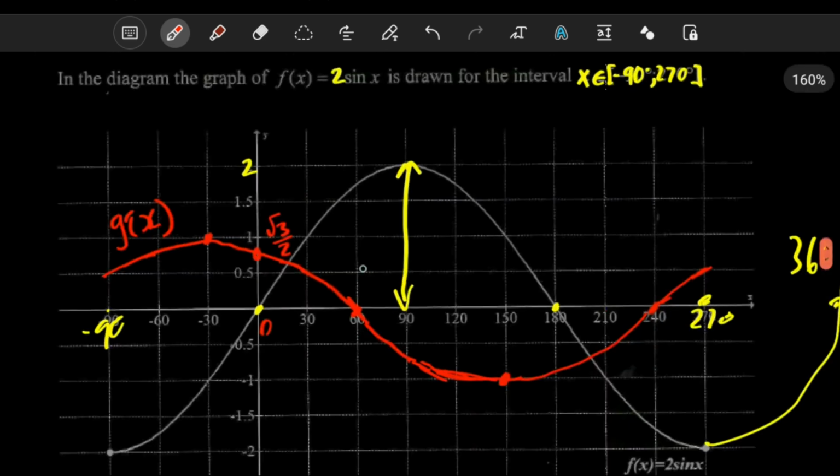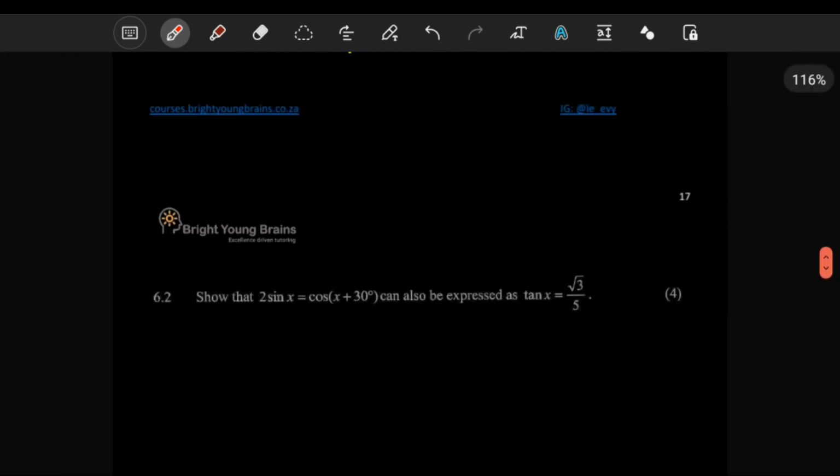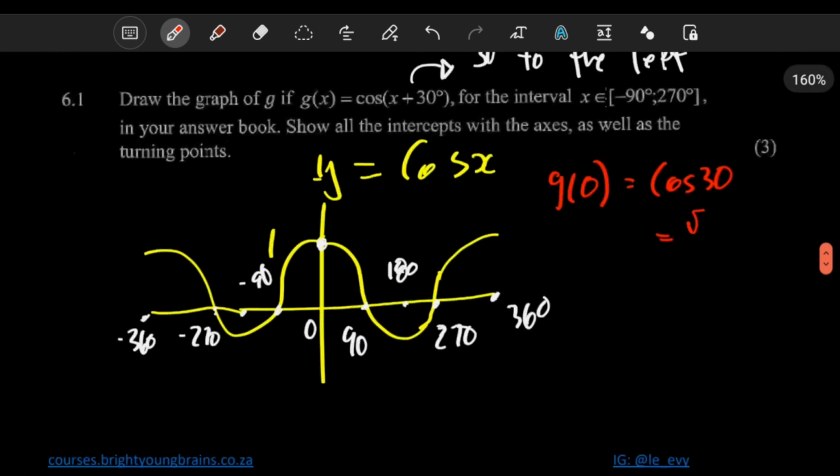Nice. This is 60, we can clearly see it. This is 240, we can clearly see it. Those are all the intercepts with the x's. We have shown them everything. They'll happily give you 3 marks for this question over here. So what did I say here? Square root of 3 over 2. Perfect.